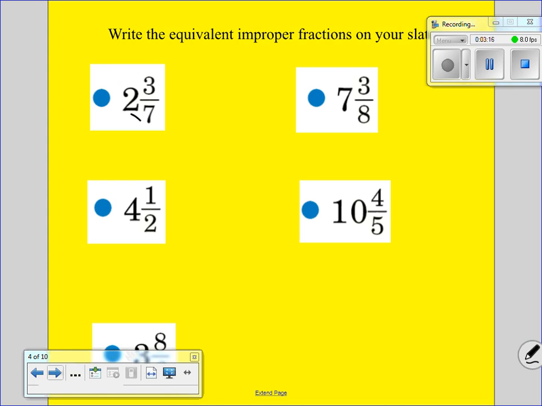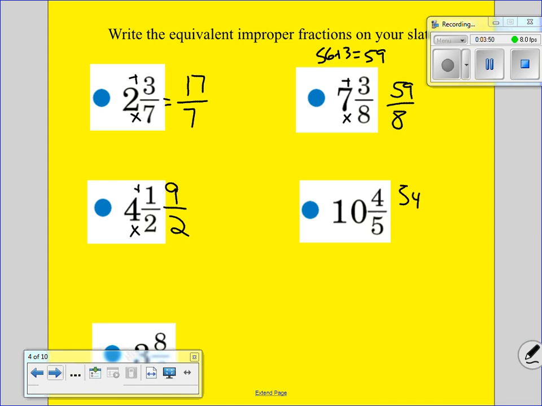So 7 times 2 is 14 plus 3. 14 plus 3 equals 17. And then you just keep the same denominator. I'll do another one for you. 8 times 7 is 56. Plus 3, 56 plus 3 equals 59. So your answer is 59 over 8. Let's do another one. 2 times 4 is 8, plus 1 is 9. 9 over 2. 5 times 10 is 50, plus 4 is 54 over 5.